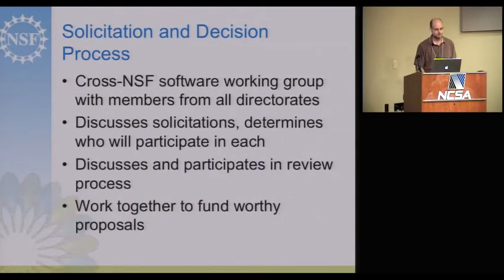Internally within NSF, and this is helpful perhaps for people that are writing proposals, the way that this actually works is that we have a cross-NSF software working group that has members from all the different science directorates. Together we talk about solicitations that are coming out, that we're going to write, and determine which disciplines are going to participate in each one, which is based on the discipline's interests and budget and a number of other things. Then we try to record that in the solicitation so people that are going to be writing proposals can understand what potentially is going to be successful and what might not be successful in a particular solicitation.